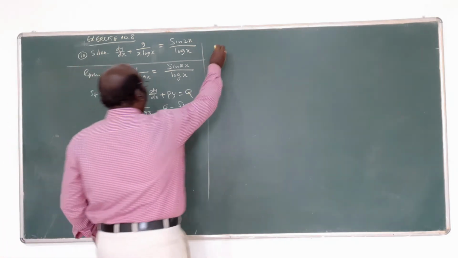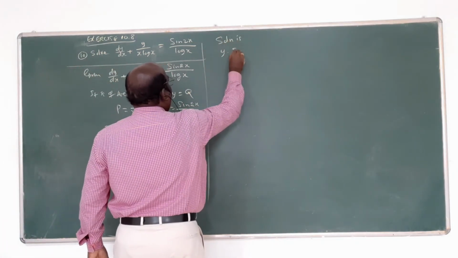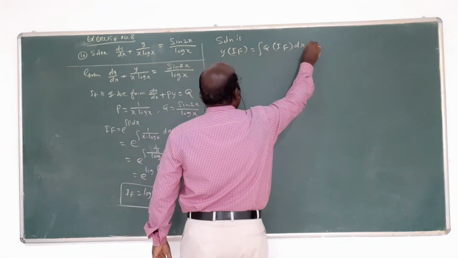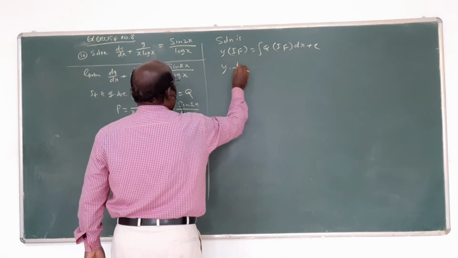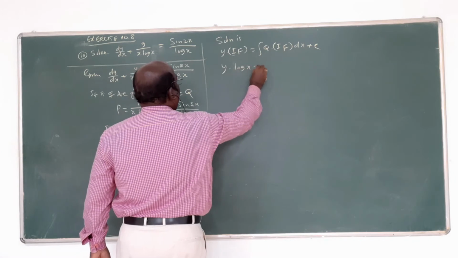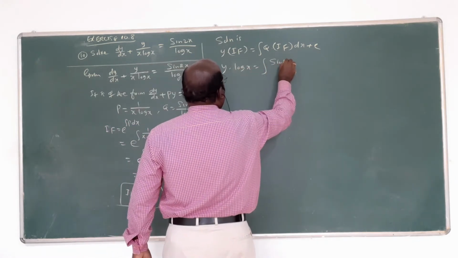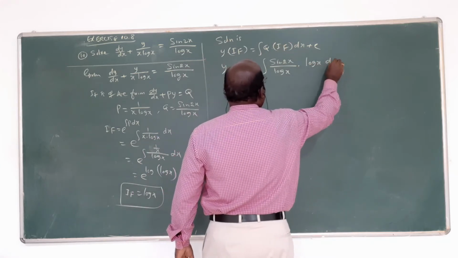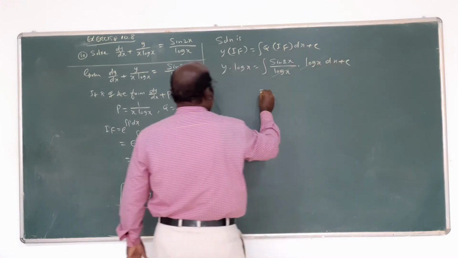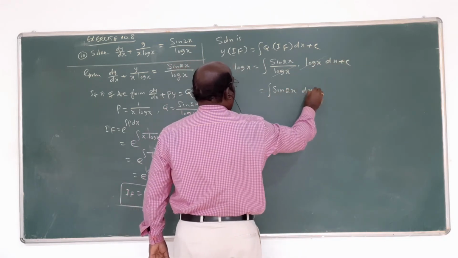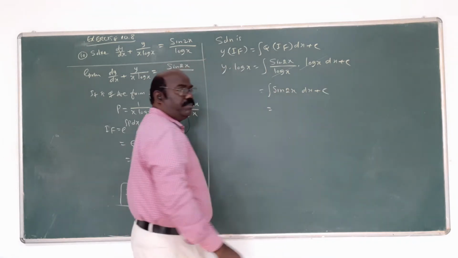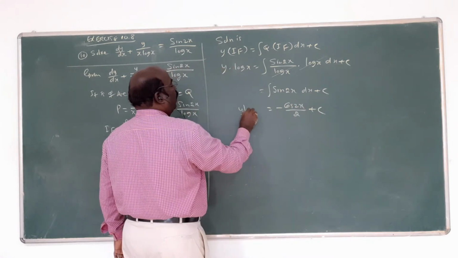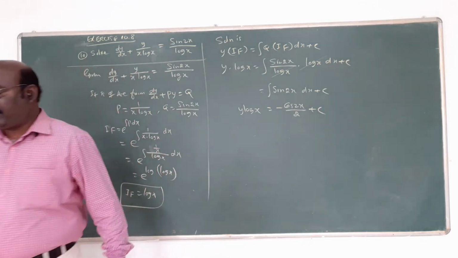Now write the formula. The solution is y into IF equals integral of Q into IF dx plus c. So y log x equals integral of sin 2x / log x into log x dx plus c. Now log x cancels, so sin 2x dx plus c. The integration of sin 2x is minus cos 2x by 2 plus c. This is y log x.